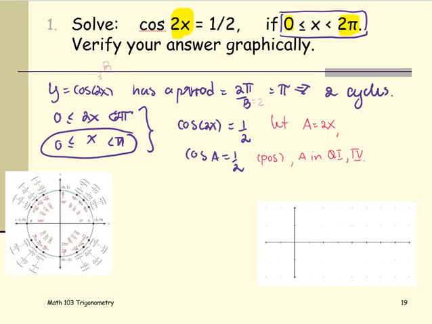So the unit circle, for the first coordinate of the ordered pair, tells us about the cosine value. In the first quadrant, the first coordinate is 1/2 and the angle is pi over 3. In the fourth quadrant, the first coordinate is 1/2, and the angle is 5 pi over 3. So we can say that a equals pi over 3 and 5 pi over 3. And a is 2x. Therefore, x equals pi over 6 and 5 pi over 6.